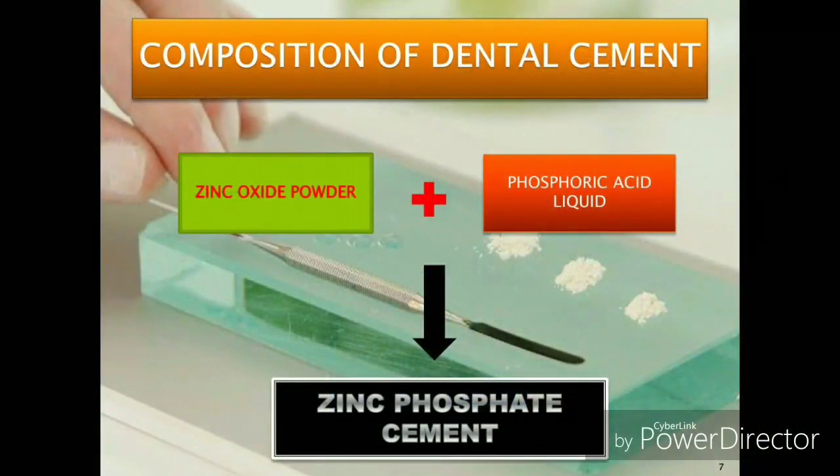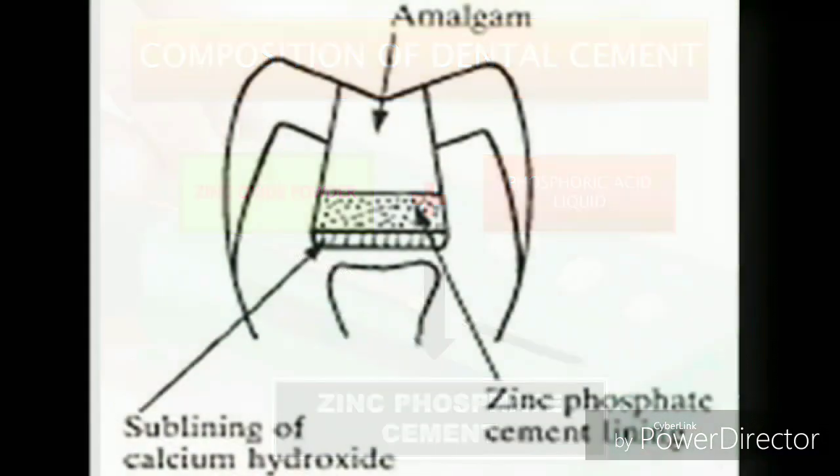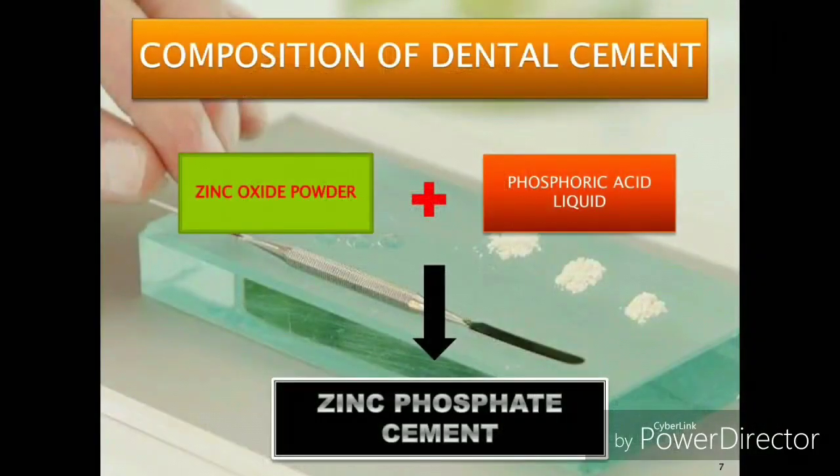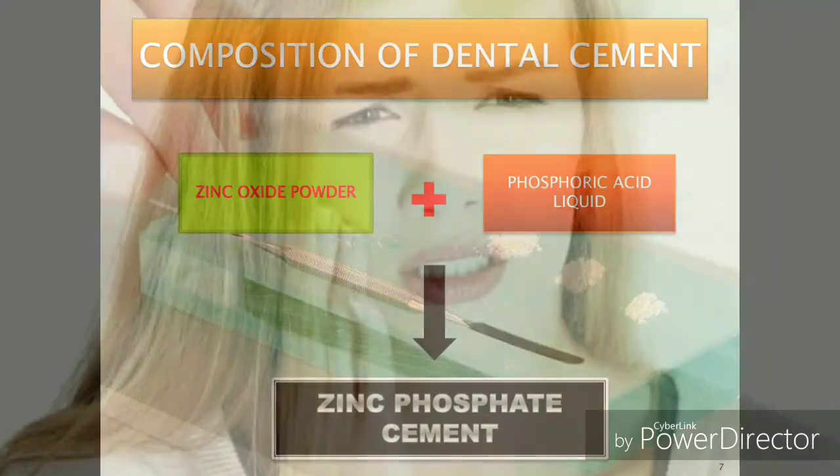This zinc phosphate cement has a variety of clinical applications. Due to its high compressive strength, it is used as a base under amalgam restorative materials, since it can withstand the high condensation forces during placement. Secondly, it is a good thermal and electrical insulator, so it is very effective in reducing the galvanic shock induced by dissimilar metallic restorations.